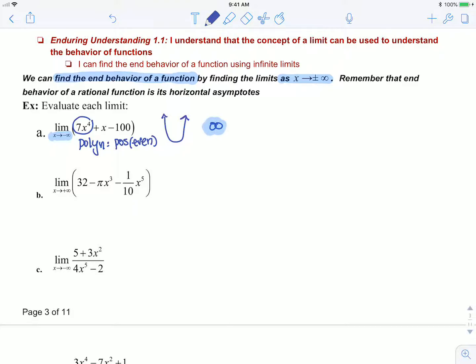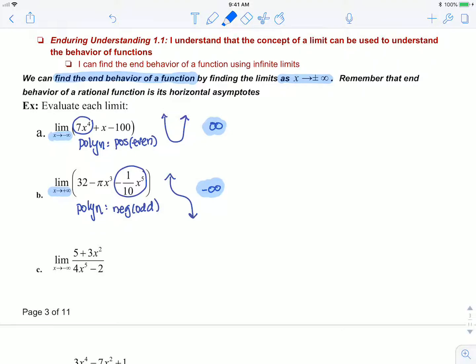Once again, in part B, we are approaching positive infinity of another polynomial function. So I'm going to look at the leading term, which has the highest degree, and it is negative and odd. So it's going to have the same end behavior as negative x cubed. So that means as we are approaching positive infinity, my function is approaching negative infinity.